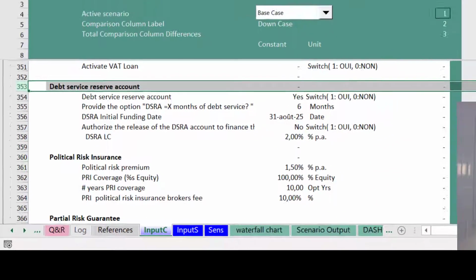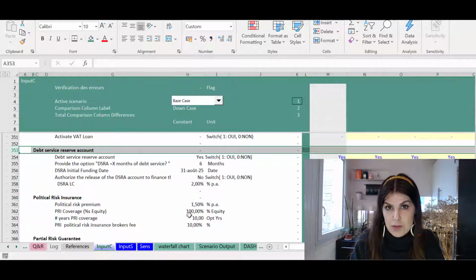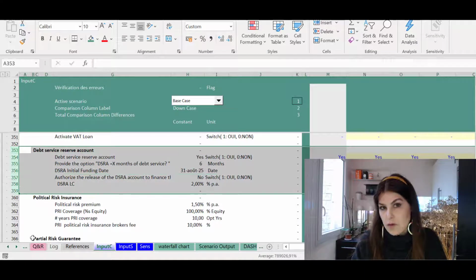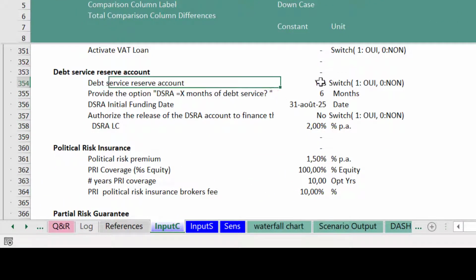As you know, I am using a kind of one model approach, so I am presenting my inputs in form of scenarios. In the financing section, basically the financing assumption section of my inputs, I have a section just dedicated to the debt service reserve account. So I give the user the option to basically activate or deactivate the debt service reserve account.